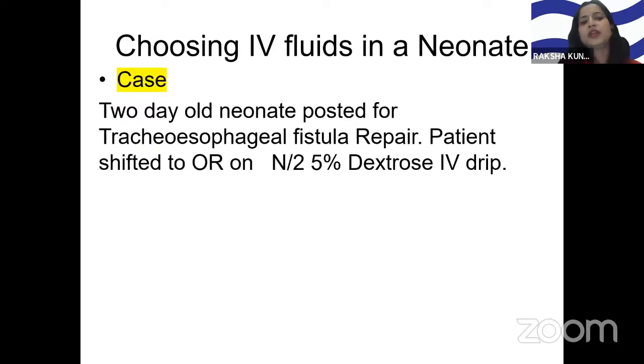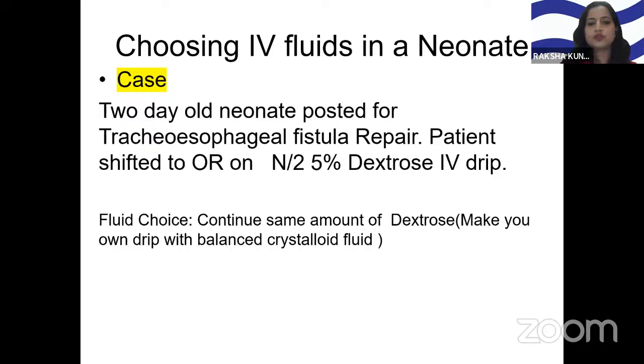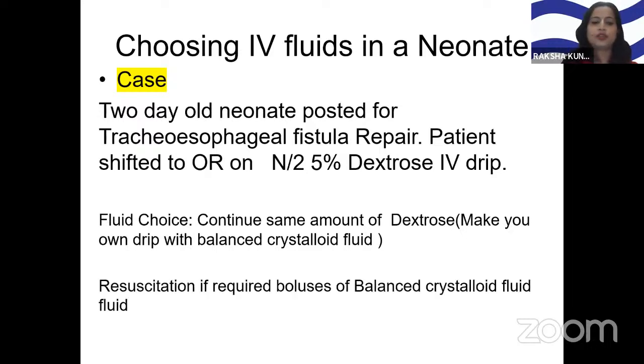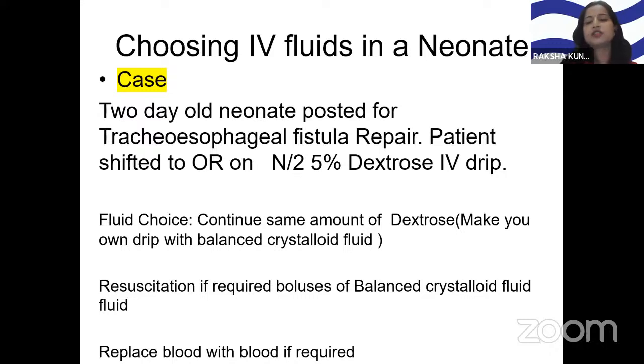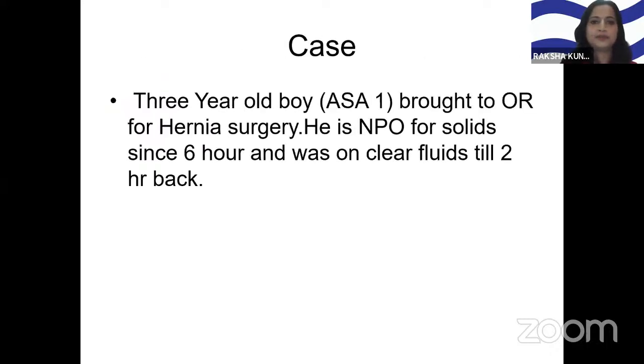If there is a neonate who is 2 days old, having tracheoesophageal fistula and came to us for repair, and is on N/2 5% dextrose, then again I will make the same concentration of dextrose solution for the maintenance. And for resuscitation, I will use balanced crystalloid fluid solution. And if there is any blood loss, then it has to be replaced with blood. And I'm not giving any colloids in neonates.